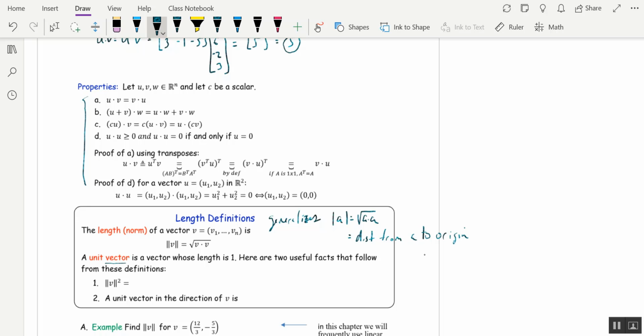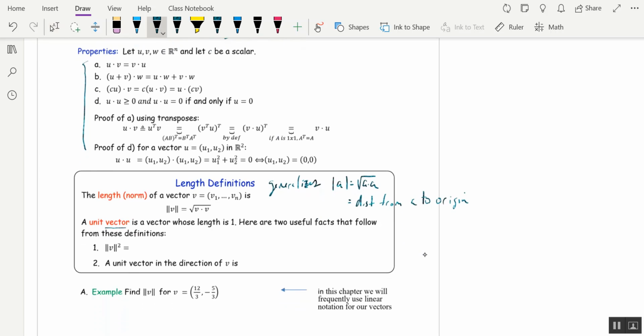So a couple things we're going to be using fairly often. If you want to get rid of the square root in this formula, you can just write that formula as the length of v squared is v dot v. And typically we'll want to find a unit vector in the direction of v. So just take v and divide out by its length, and you will have what you want. So let's do an example.